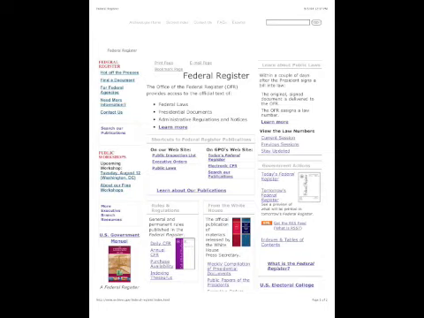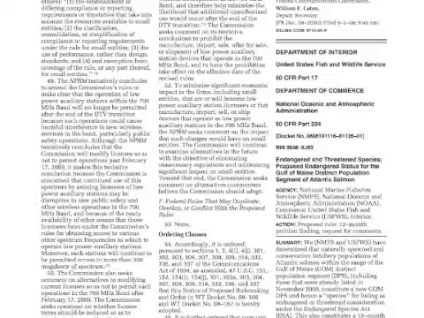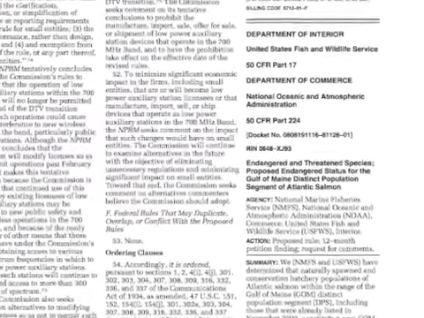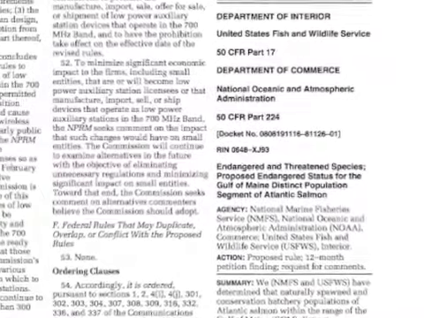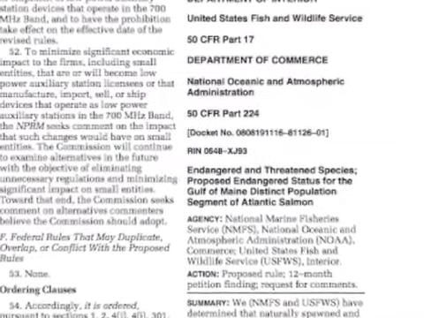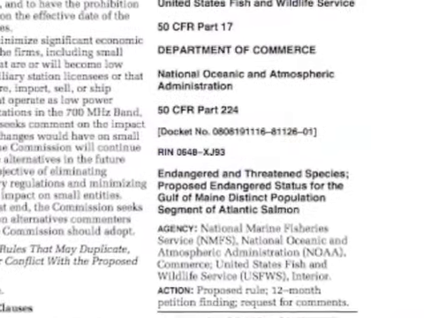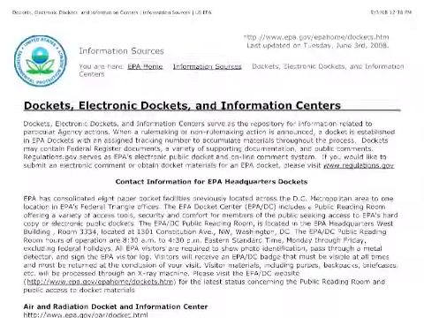You can see, when you go to the Federal Register, you can see all kinds of proposed rules, advanced proposed rules, and other decisions agencies are making. If you look here, for instance, you'll go on the CFR, you can see here's the Department of Commerce considering Atlantic salmon in an endangered species status.